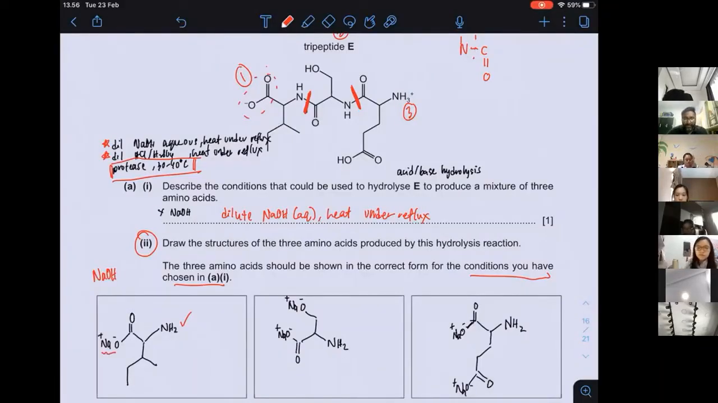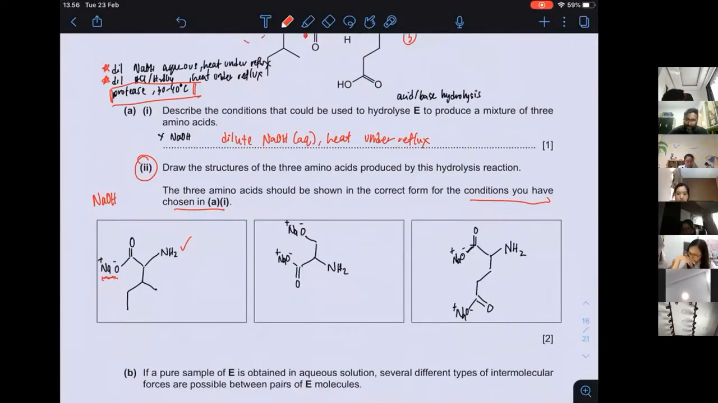Okay, so the salt will be there. If you don't write the salt and you just put O minus, I think that is also accepted. But here, since I'm using NaOH, the Na will come over here. So that is going to be my answer.